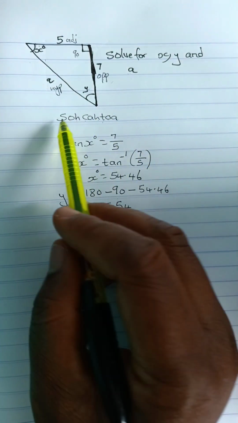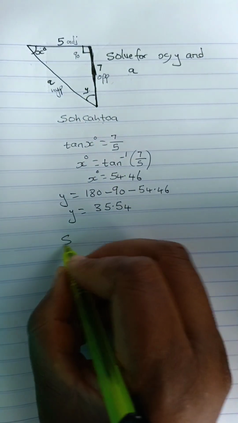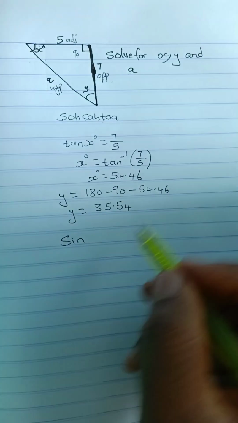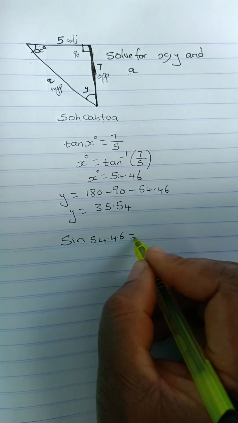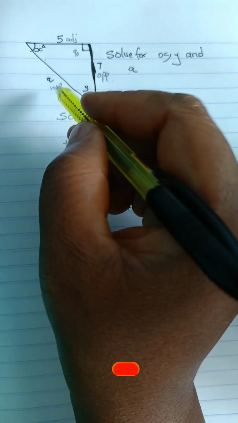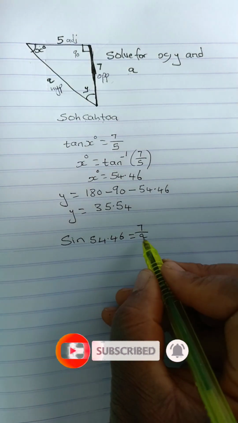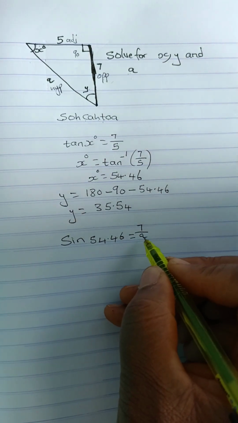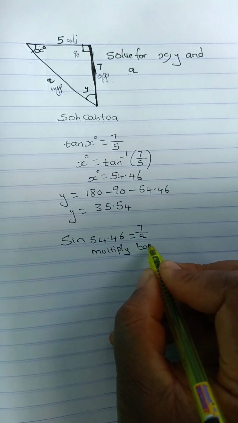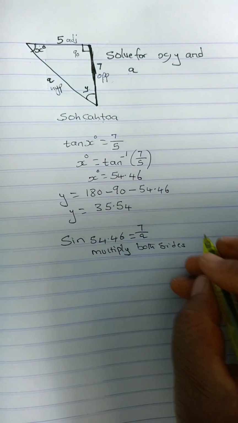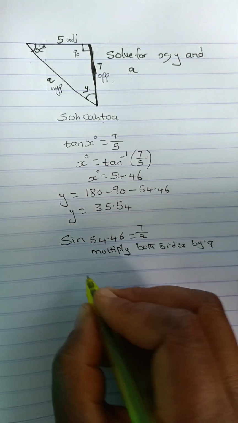So what do we use? We'll be using sine, which says opposite over hypotenuse. So sine 54.46 is equal to opposite over hypotenuse. Opposite is 7, hypotenuse is A. So what do we do for A to stand alone? We first multiply both sides by A.